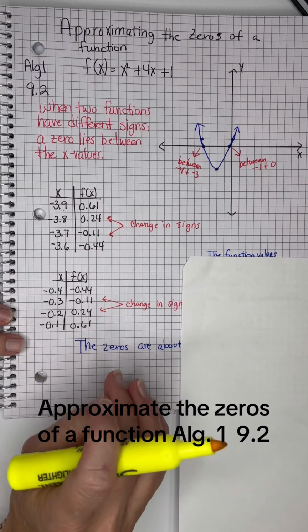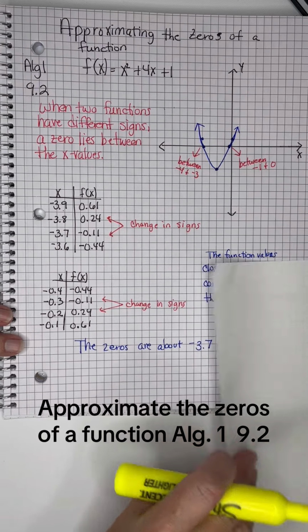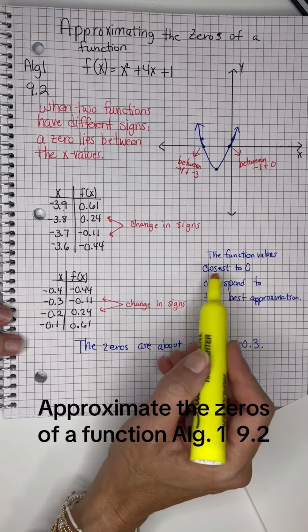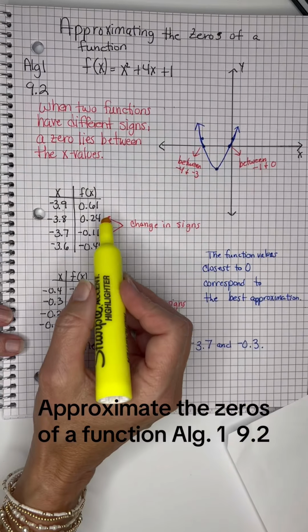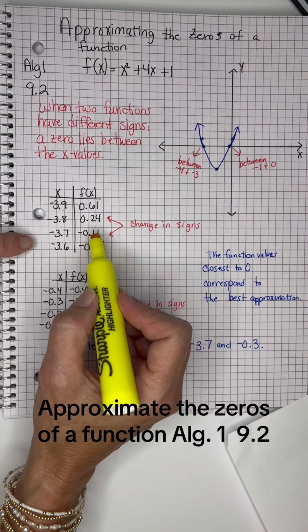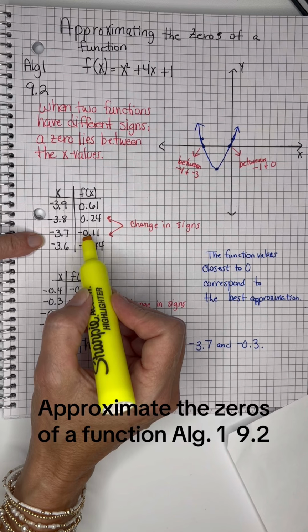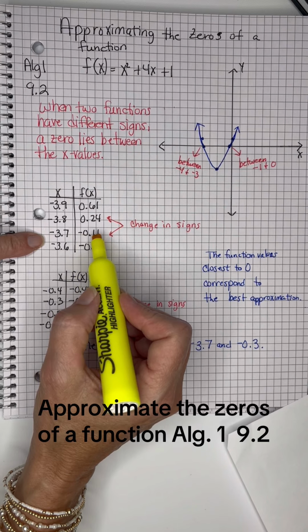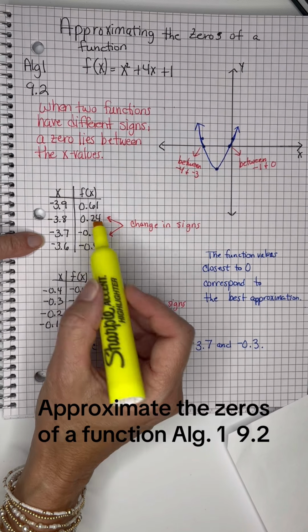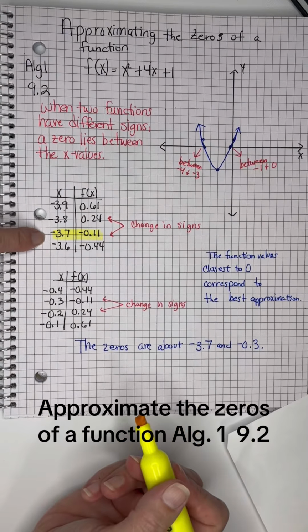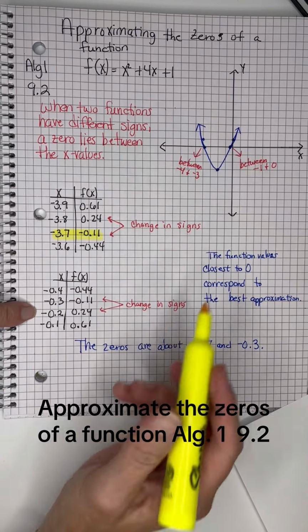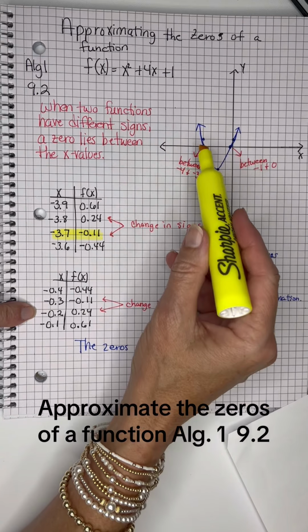So the change in the signs is going to indicate the function value closest to the 0 will correspond to the best approximation. So between these two right here, the -0.11 is closer to the 0 than 0.24. So this one is going to be the best approximation. And that was for this side.